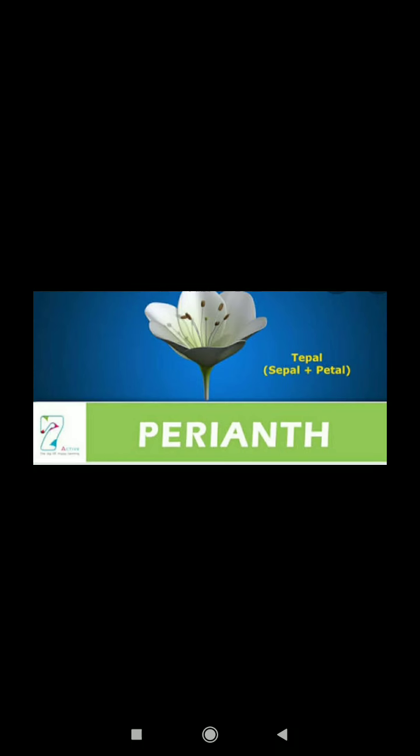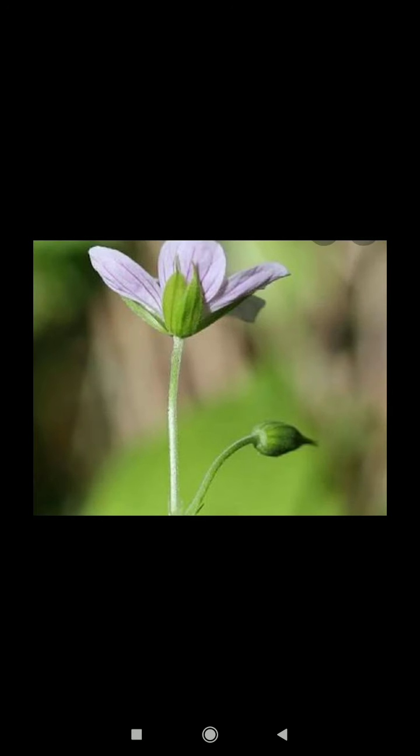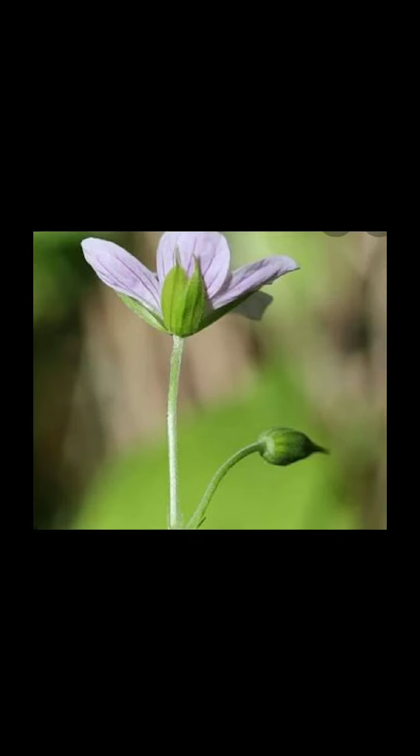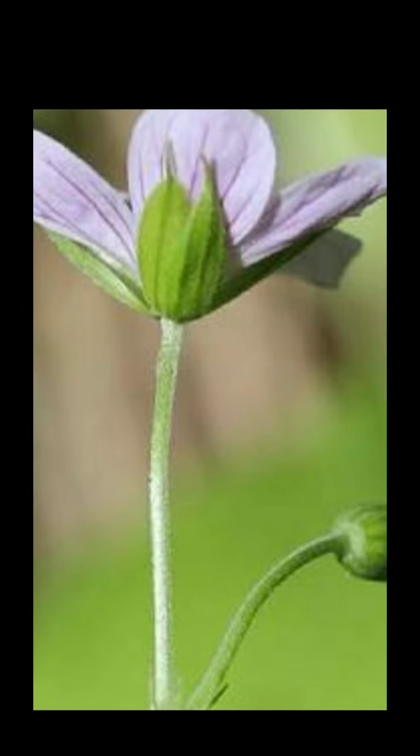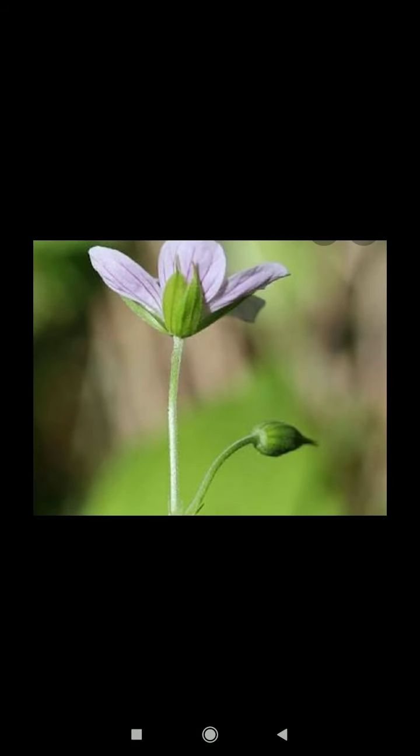Now in some flowers the perianth may be green like the sepals, or it may be non-green like petals. When the perianth is green, it is called sepaloid, and when the perianth is non-green, it is called petaloid. Such as in this flower you can see the perianth is a green-like structure, so it is called sepaloid. And when the perianth is very beautiful or petal-like, it is called petaloid.